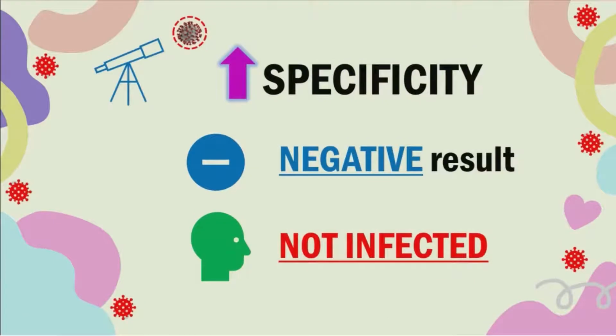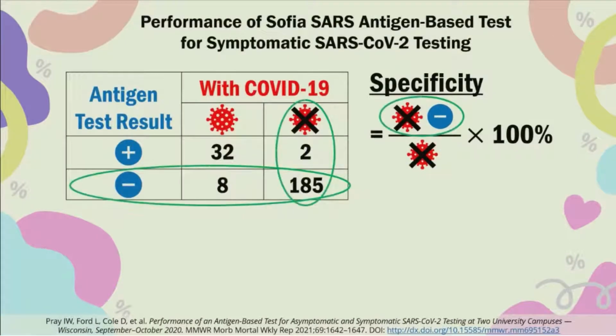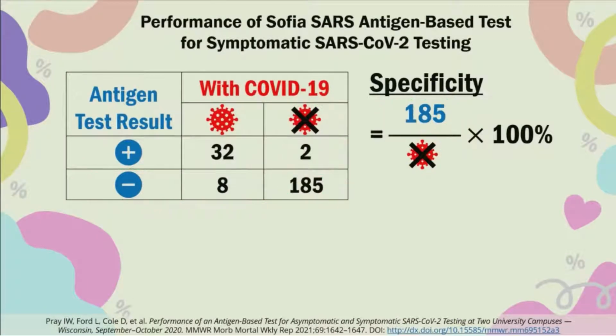A test has high specificity when it can detect that a person is not infected with the virus by giving a negative test result and the person is not infected with the virus. The number of students without COVID who showed a negative test result, 185, is divided by the number of all students without COVID, whether they got a positive or a negative test result. 2 plus 185.